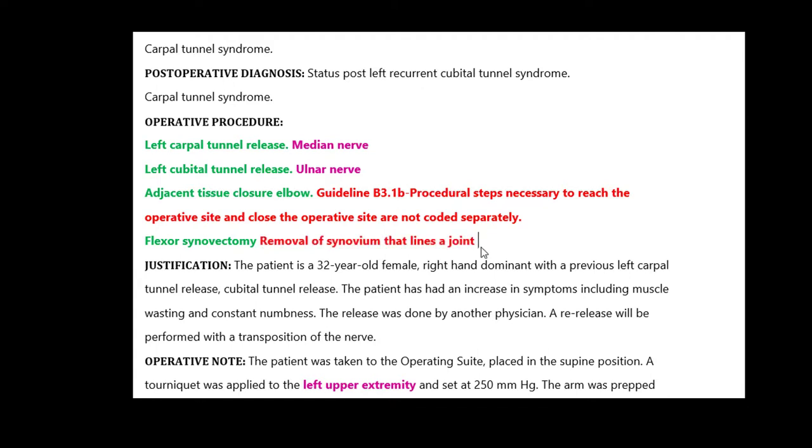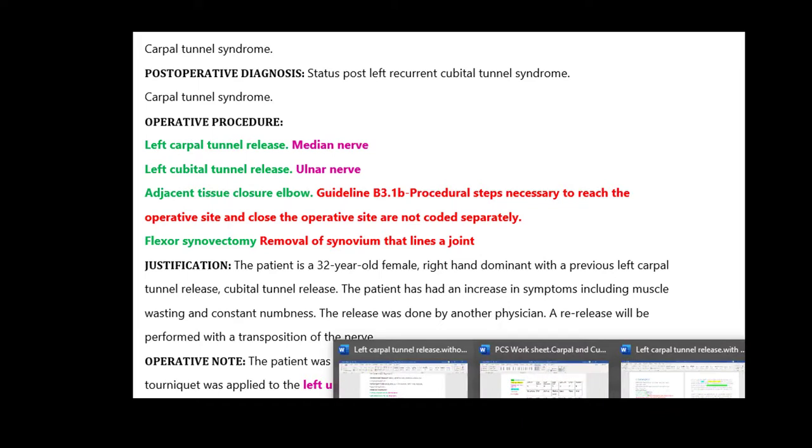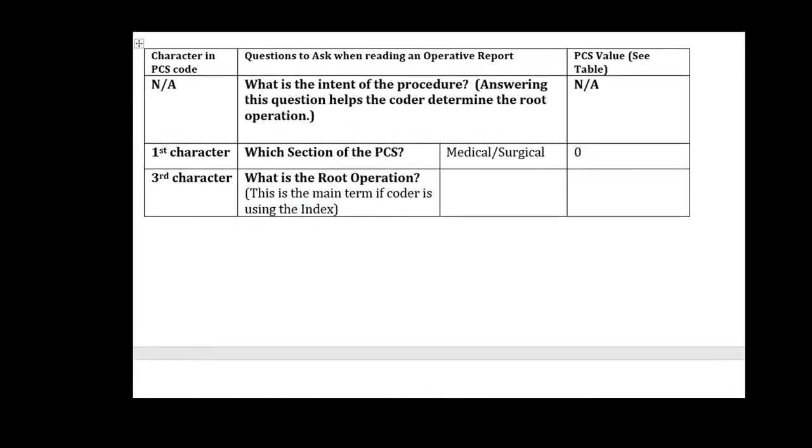So now when you think about removing synovium, we're going to answer more questions that have to do with that procedure, because that is another way of looking at something very differently. So now let's work through answering these questions about a flexor synovectomy. What is the intent of the procedure? The intent of the procedure is to remove some of that synovium.